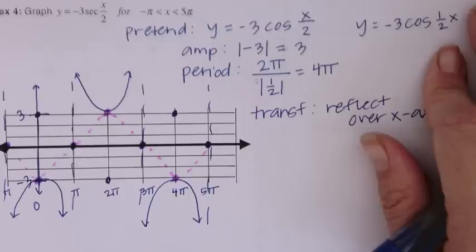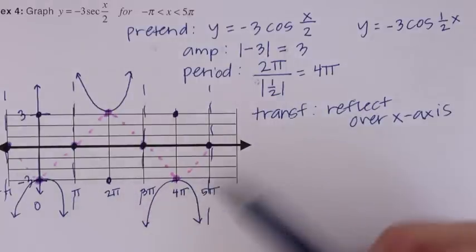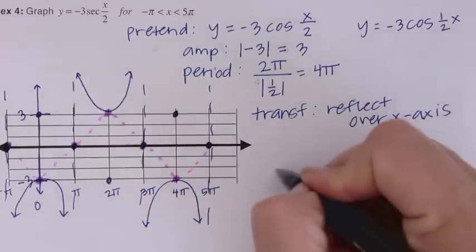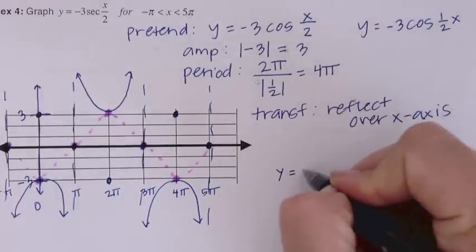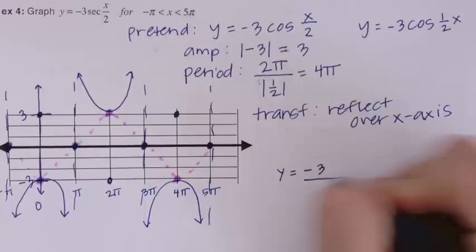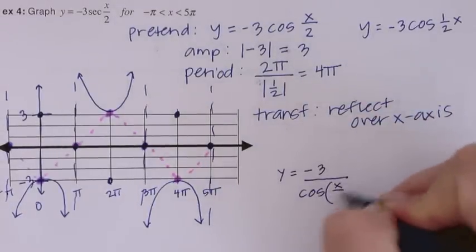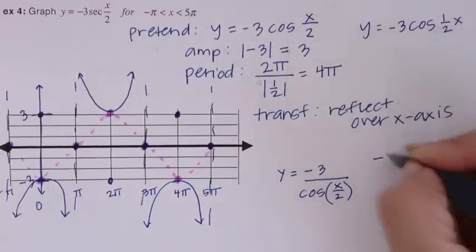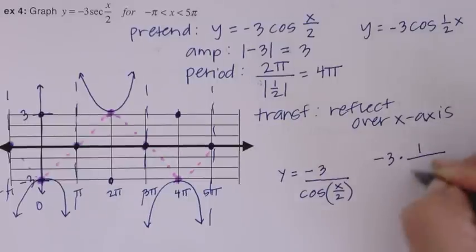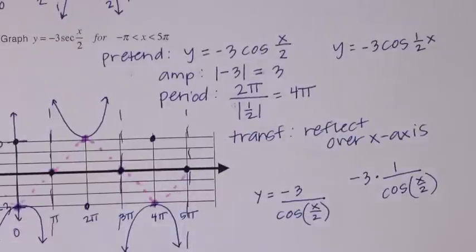You can graph these on your calculator. Because we're operating in radians, you want to be in radian mode, and then, because there's not a secant button, you would type in -3 over the cosine of x over 2, and it would give you the same graph as you would get for secant, because it's -3 times 1 over the cosine of whatever angle you have right there. So that's how you would get it.